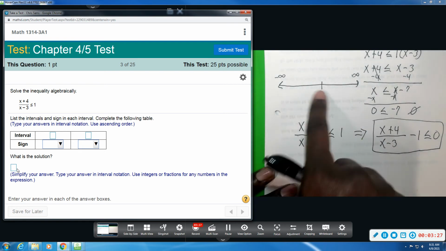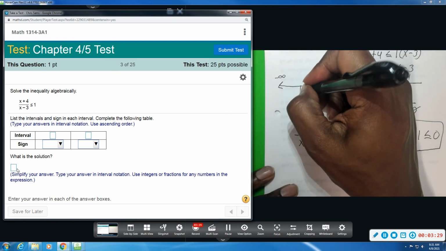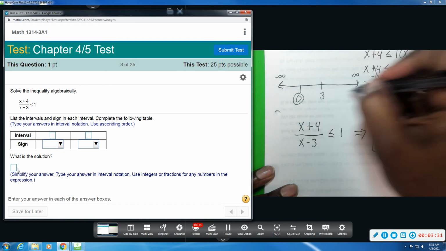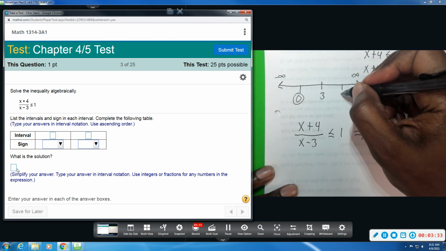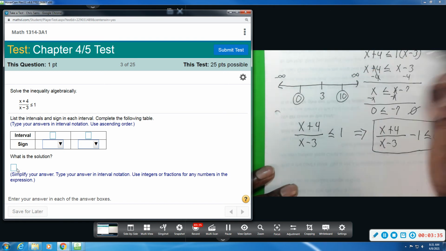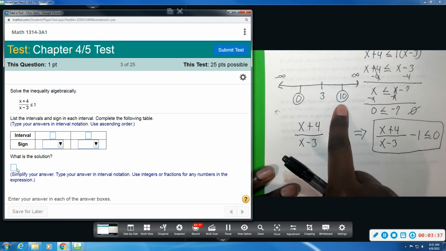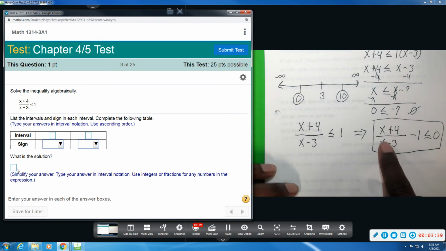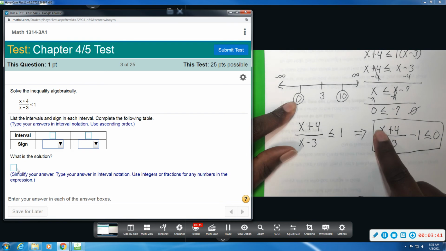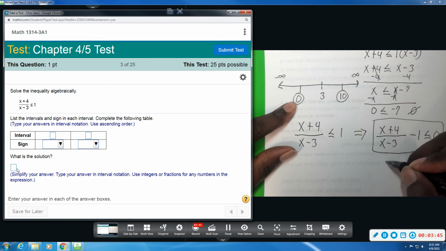So we're going to pick a number less than 3, 0. Pick a number greater than 3. I like to use big even numbers, so I'm going to use 10. Okay, so we're going to try 0 and 10 in this expression. When I plug a 0 in for both of these, this top number will become 4. The bottom number will be negative 3. So when you plug a 0 for both the x's, you get 4 over negative 3. And we're going to be subtracting 1 from that.